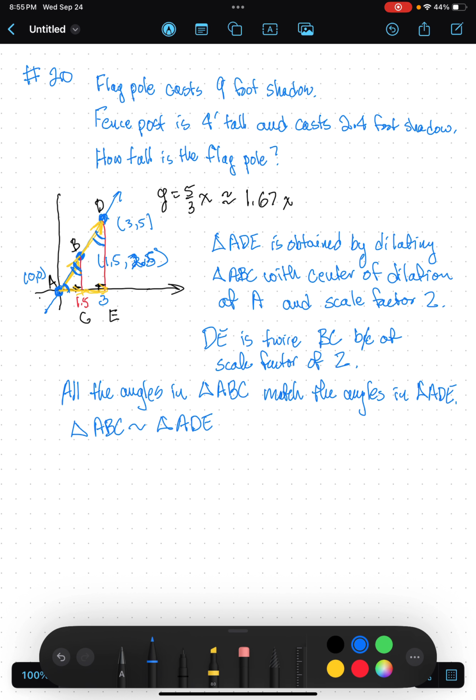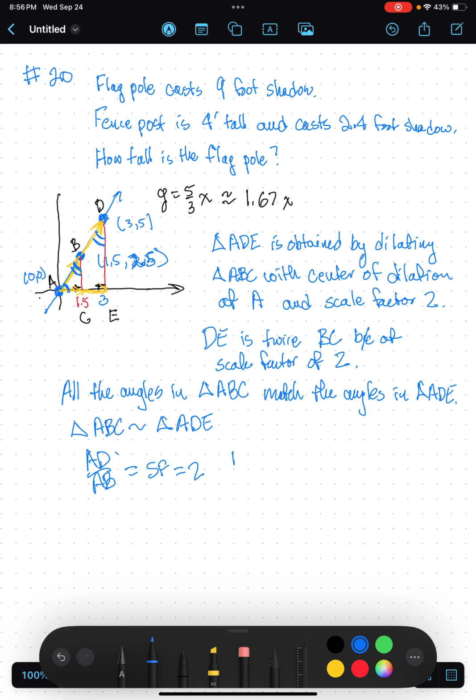And what that would also tell us is that AB over AD equals the scale factor of the dilation, which is 2. And then we would know that BC over DE, AD over AB, the side of the bigger to the side of the smaller, the corresponding side, would be in ratio equal to the scale factor of the dilation, which is 2.